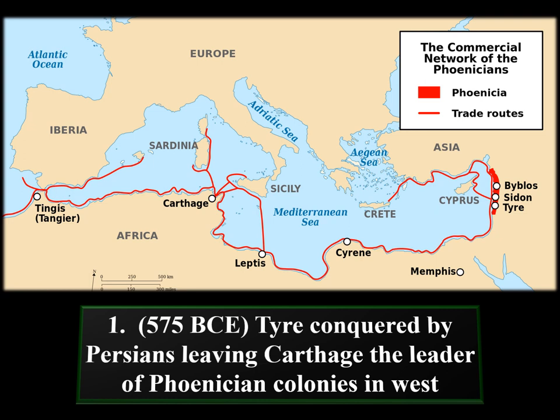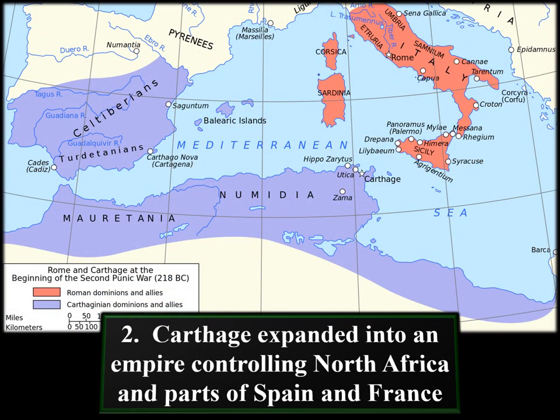By 575 BC, Tyre was conquered by the Persians, leaving Carthage as the leader of the Phoenician colonies in the west. Carthage ultimately expanded into an empire, controlling most of North Africa and parts of Spain and even parts of France. This is what will bring them eventually into conflict with the Romans, who were also growing in power along the Italian peninsula simultaneously. You can see this from the map here. The Roman territories in red, the Carthaginian territories in blue. So when you think of the Carthaginians, as they will be referred to in some of your readings as we move through these classical period units, you need to remember that the Carthaginians are actually Phoenicians.